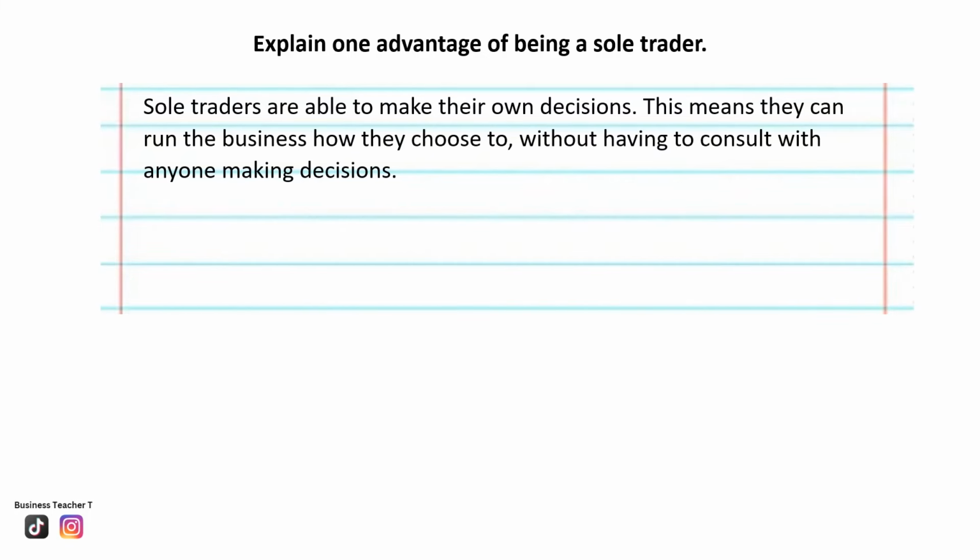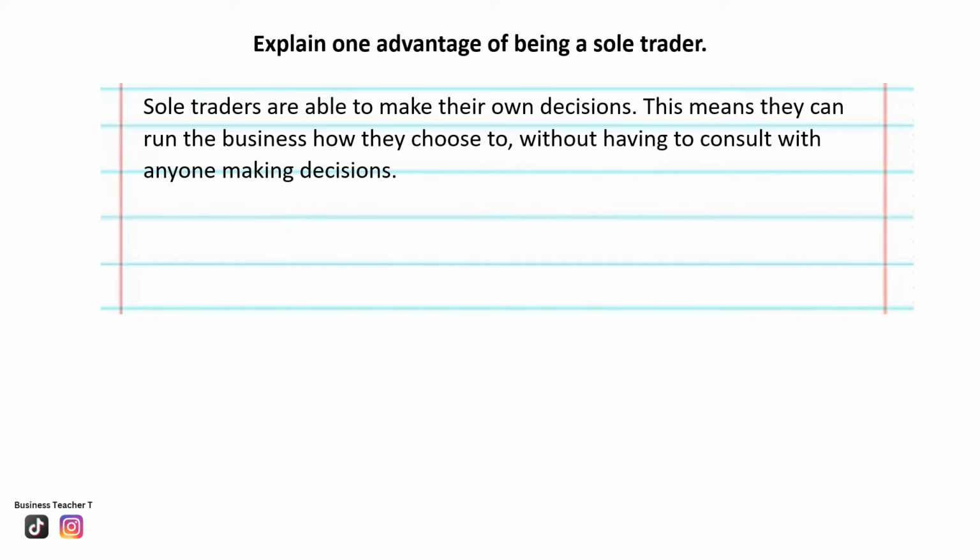Explain one advantage of being a sole trader. Sole traders are able to make their own decisions. This means they can run the business how they choose to, without having to consult with anyone making decisions. Now, we've identified the point that sole traders are able to make their own decisions, and we've developed on that by using connectors such as this means.